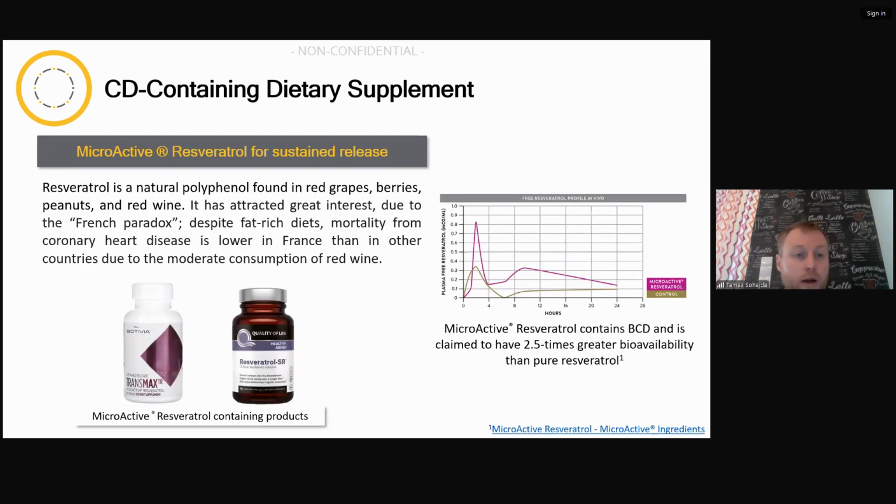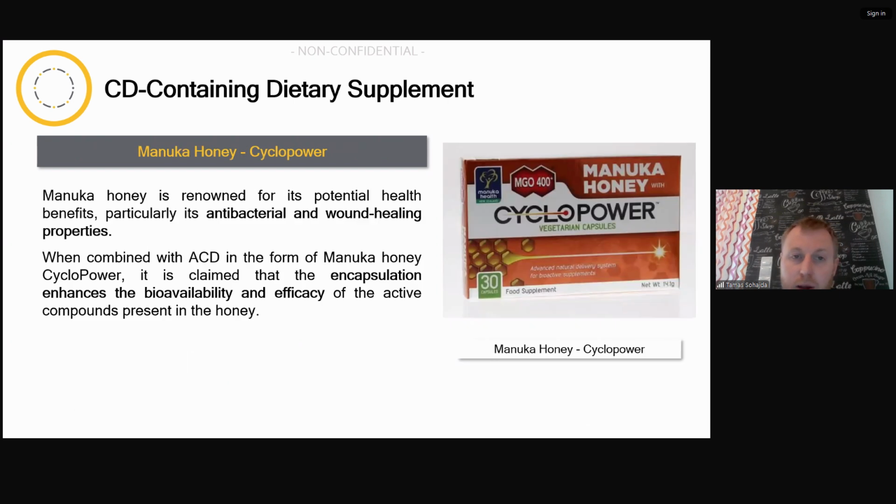Resveratrol is also very fashionable, and we'll see that this is not only restricted to dietary supplements. There are nutraceuticals as well as cosmetics where cyclodextrin-based resveratrol is added into the solution, and similar to the figures we have seen before, we can see that compared to almost no plasma resveratrol levels, with a cyclodextrin complex you can achieve a fairly long effect and a high bioavailability.